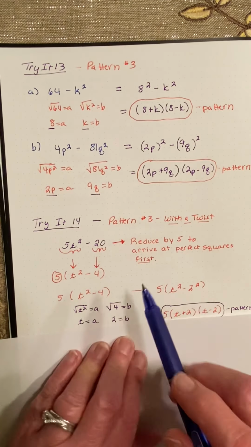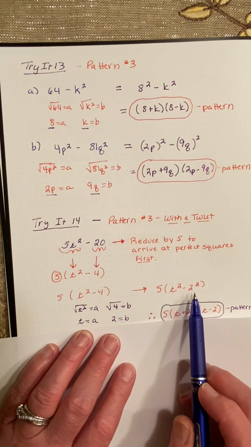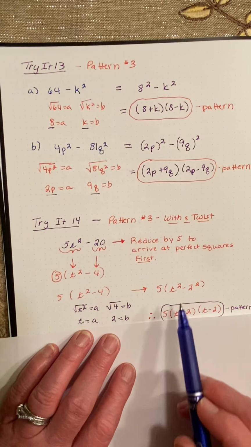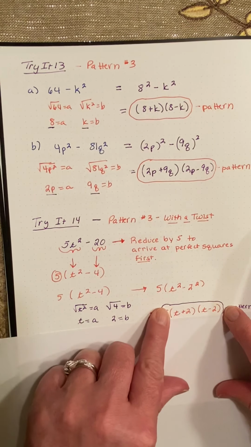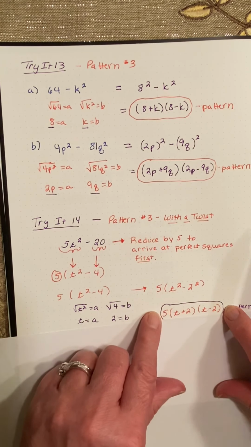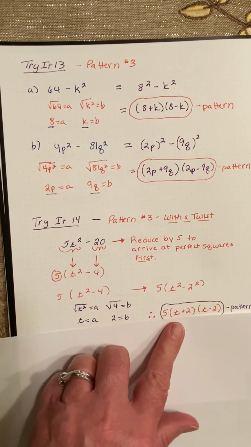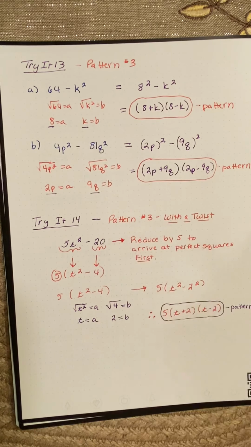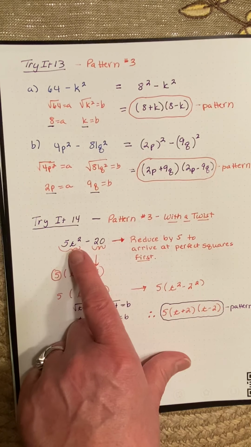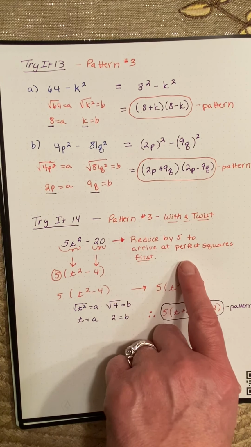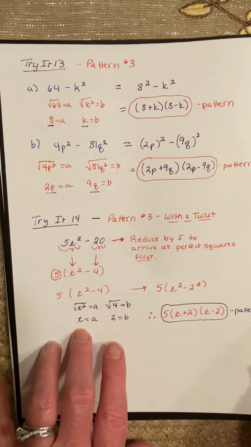And now you see where that 5 comes into play. 5 times t squared minus 2 squared, and then I take this within the parentheses and put it into the pattern, which is t plus 2 times t minus 2, but I need that 5 also. I have that extra layer, and that is my answer. So sometimes you need the twist. You need to reduce your initial product to get to perfect squares, and then you go through the steps. Pattern 3.